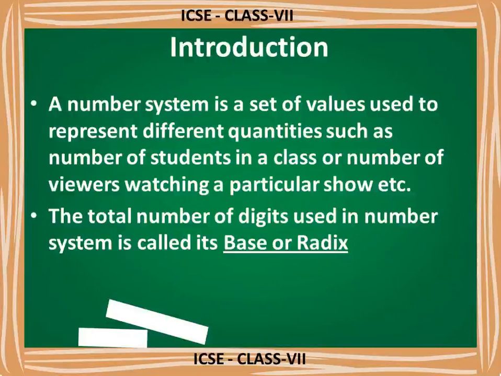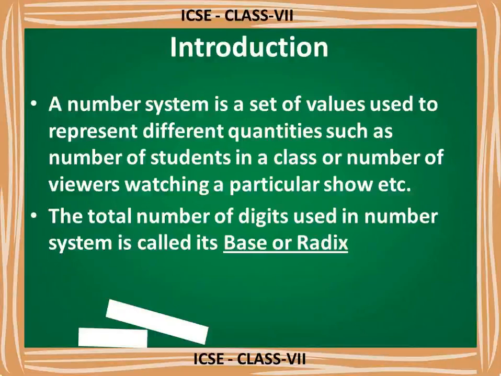Now what is a number system? A number system is a set of values used to represent different quantities. These values are used to represent quantities. Quantity, in the sense, for example, number of students. How many students are there in a class? Usually we will say one number. How many people are watching the movie? We will say one number. That is representing the quantity.